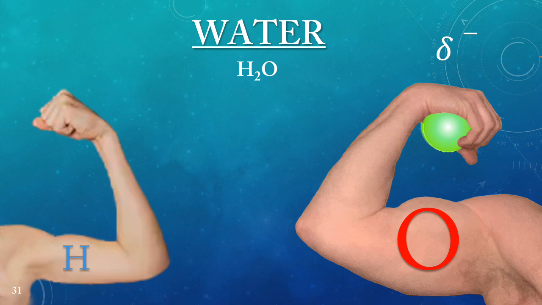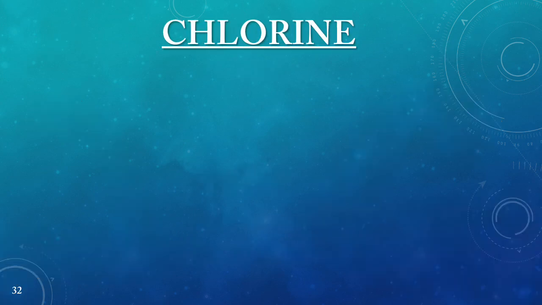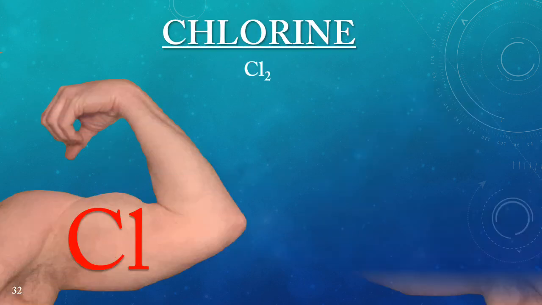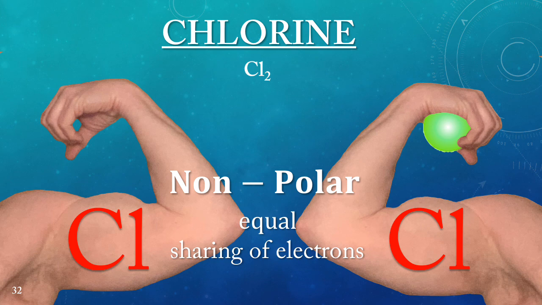Okay, the water molecule had a partial negative charge on the oxygen and a partial positive for the hydrogen. That was called polar, and it was unequal sharing of electrons. And then the last thing we looked at was chlorine, where we were equal strength, and these electrons were being shared back and forth, and that was called nonpolar, where they're equal sharing of electrons.